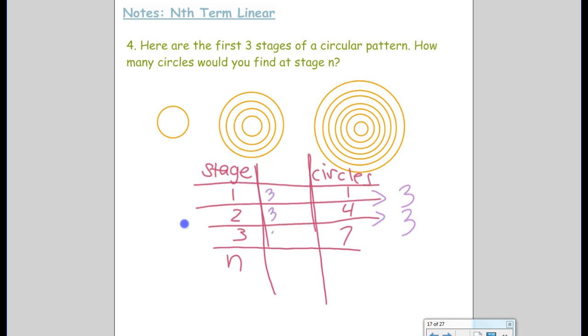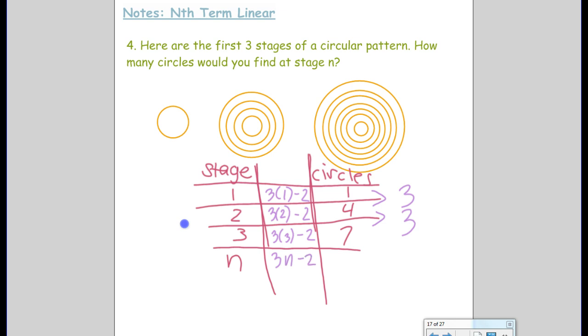Now we do the tweaking step. 3 times 1 is 3. How do you make 3 look like 1? Minus 2. Check it twice. 3 times 2 is 6. How do you make 6 look like 4? Minus 2. So now you can write it all the way down the row.